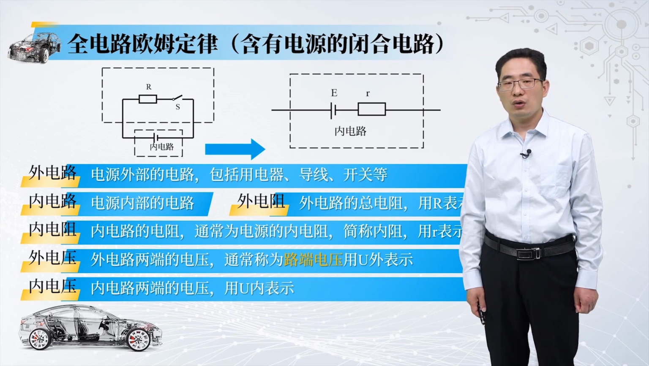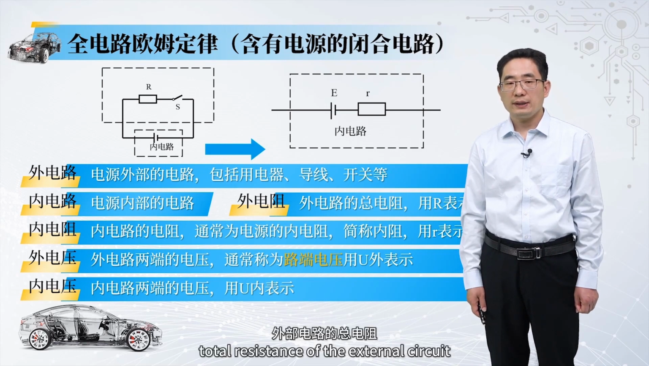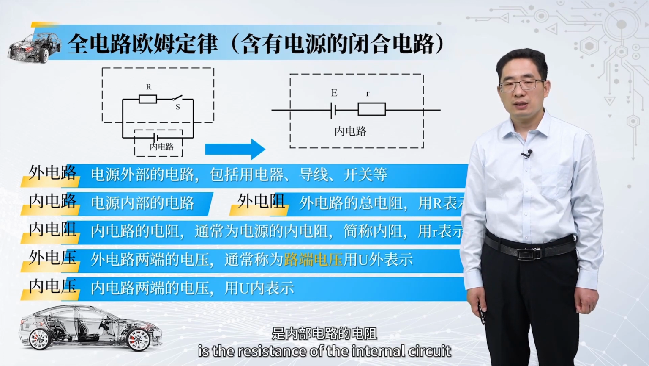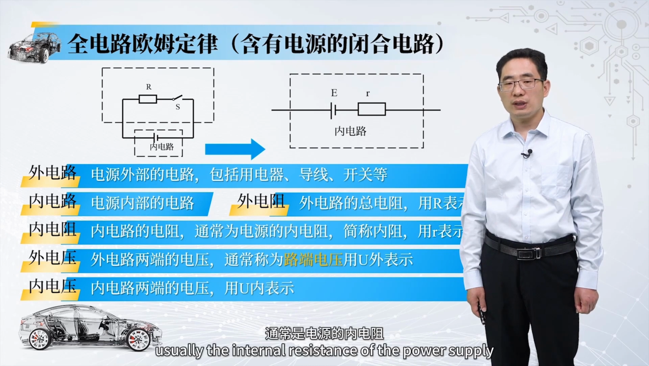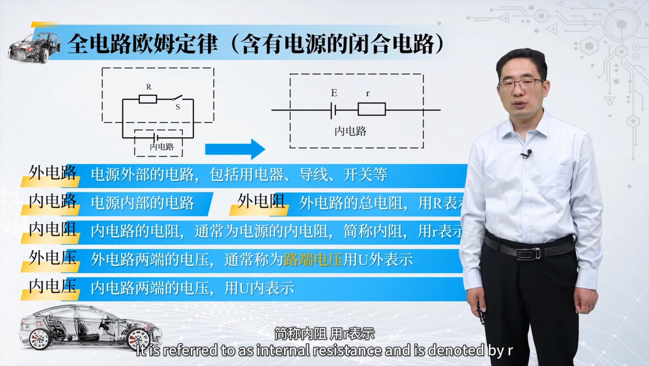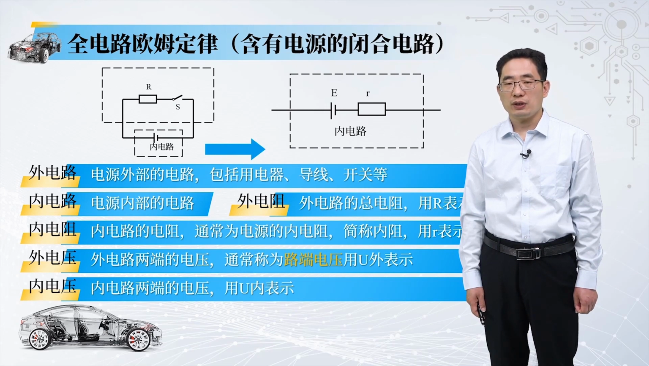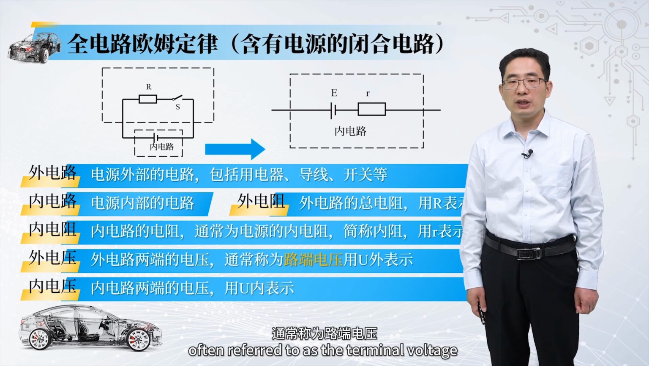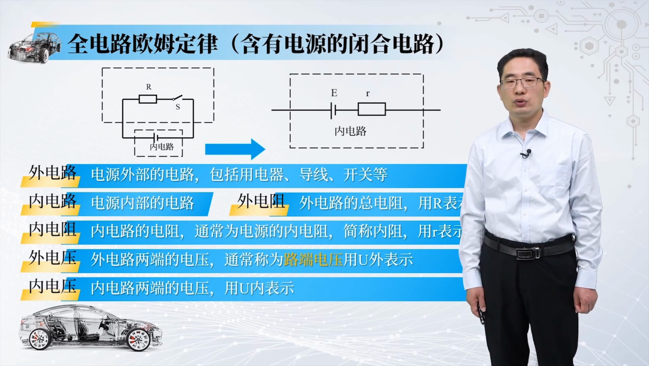External resistance: the total resistance of the external circuit, denoted by R. Internal resistance: the resistance of the internal circuit, usually the internal resistance of the power supply. It is referred to as internal resistance and is denoted by r. The external voltage is the voltage across the terminals of an external circuit, often referred to as the terminal voltage, and denoted by U outer.